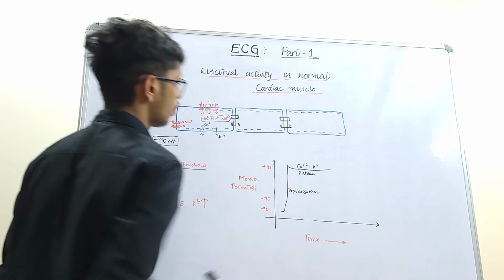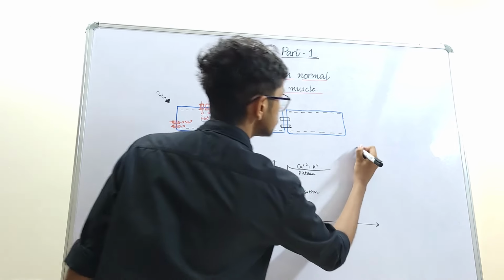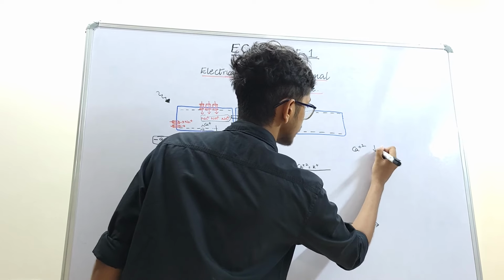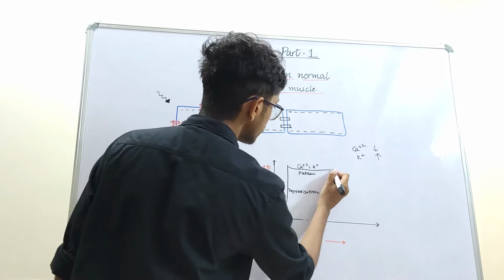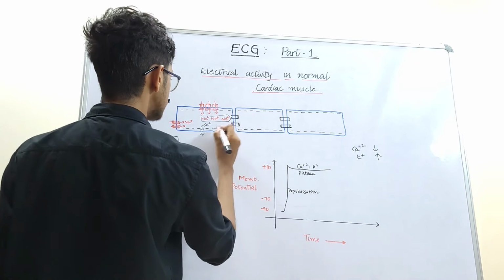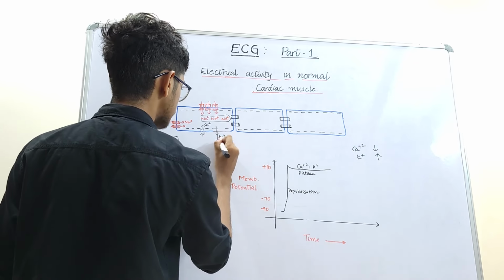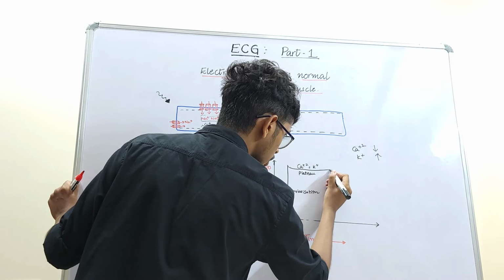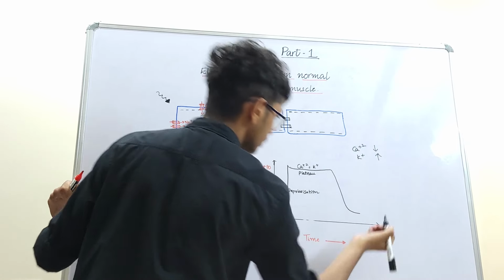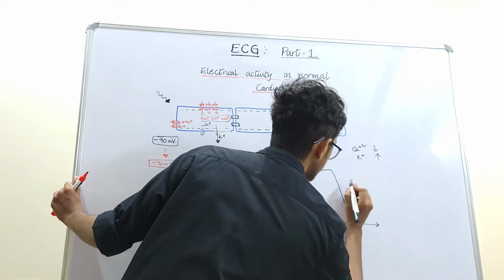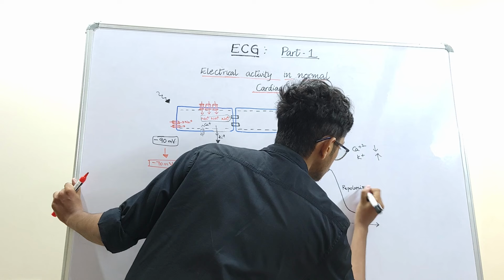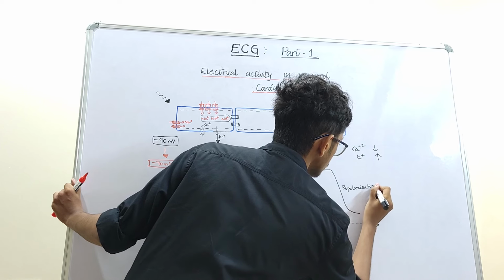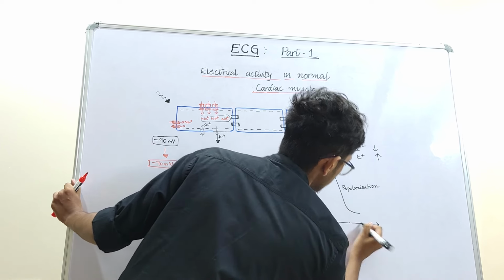After some time, the calcium channel activity will decrease and the activity of potassium channels will increase. This leads to the opening of lots and lots of potassium channels, and there will be potassium efflux, potassium coming outside. This leads to a drop of the potential across the membrane, and this phase is called repolarization. Repolarization is due to efflux of potassium through the opening of potassium channels across the membrane.